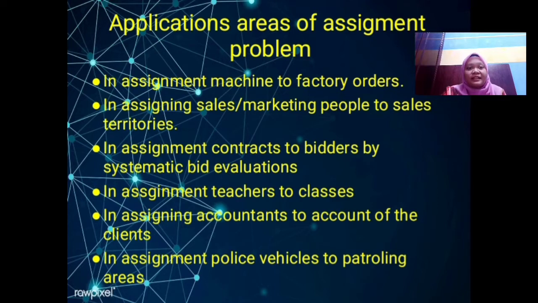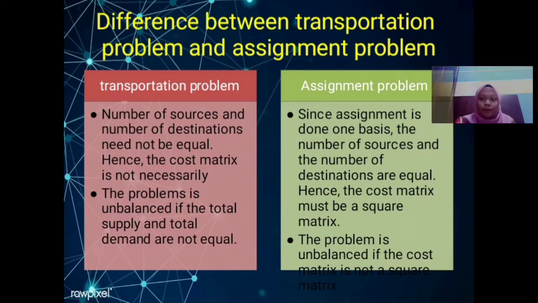Next, application areas of the assignment problem. Number 1, in assigning machines to factory orders. Number 2, in assigning sales or marketing people to sales territories. Number 3, in assigning contracts to bidders by systematic bid evaluations. Number 4, in assigning teachers to classes. Number 5, in assigning accountants to accounts of the client. And lastly, in assigning police vessels to patrolling areas.